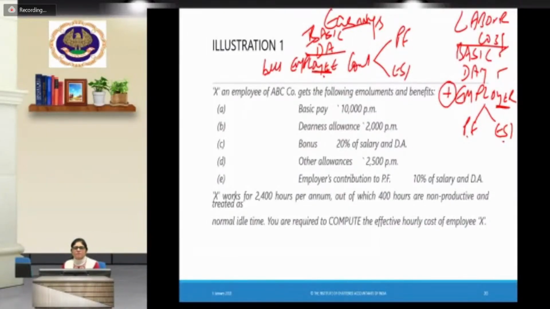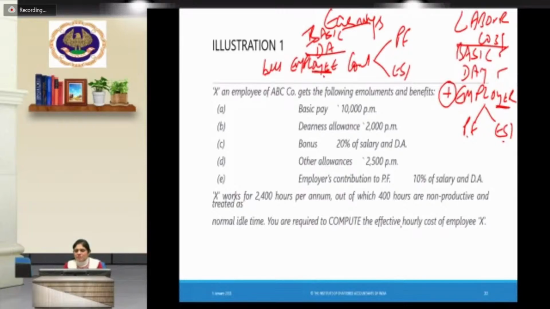So many times students don't exactly know how we calculate the earnings and the labor cost here. Labor cost is the total cost which is being incurred by an organization on an employee or a worker. And earnings is the amount which the employee or the worker takes home. So that is the take-home salary, that is the earnings. So in this question, we have to calculate the hourly cost of the employee.